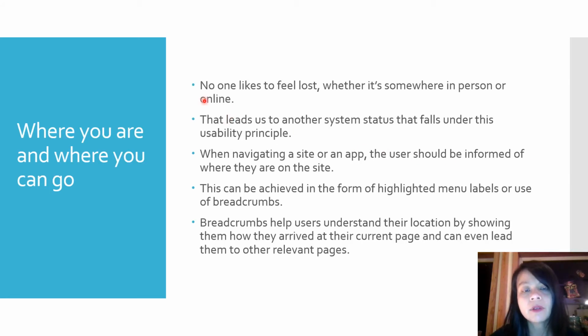Where you are and where you can go. Nobody likes to feel lost, so it's important to have visual cues of where you are. Okay, so no one likes to feel lost, even in the real world or online. So this leads us to another system status that falls under this usability principle, visibility. So when you're navigating a site or an app, the user should always be informed where they are on the site. You can achieve this using highlighted menu labels or using breadcrumbs. Breadcrumbs help users understand their location by showing them how they arrived at the current page and can even lead them to other relevant pages. So not only are you showing where they are, you can also show them where they can go.